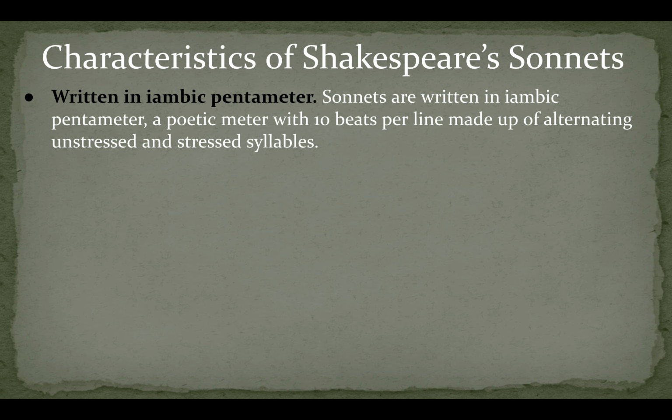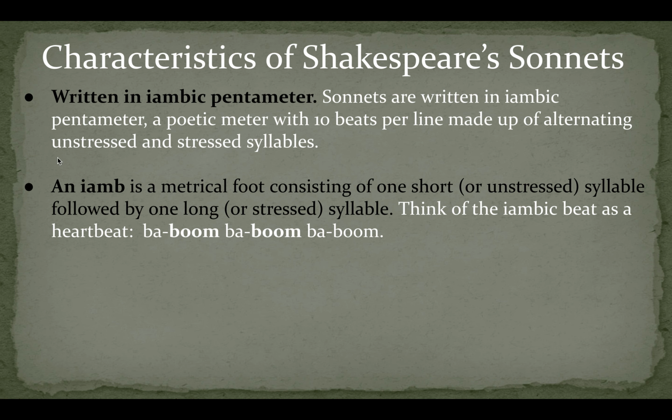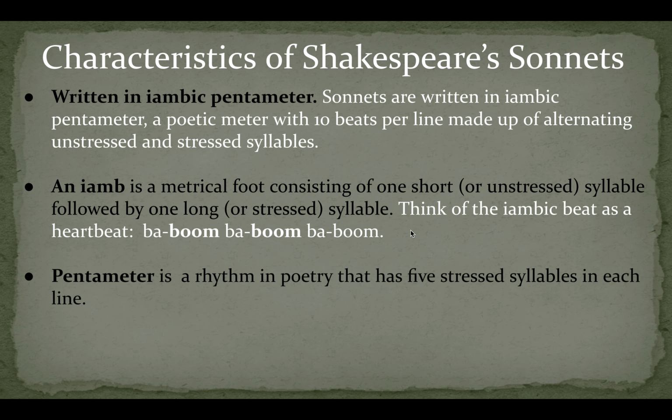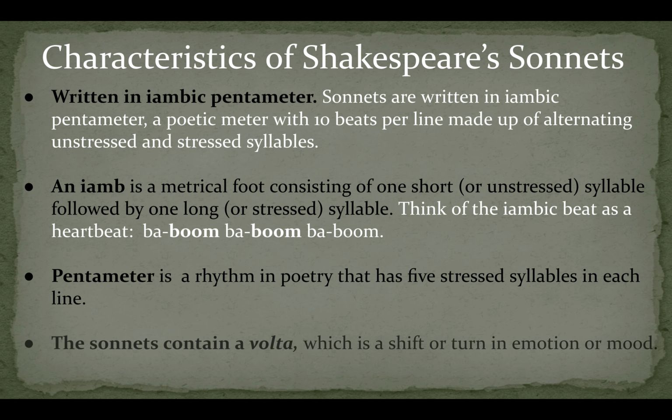You remember this, the beating of the heart, where that first syllable is unstressed and the second syllable is stressed. You recall that an iamb is a metrical foot consisting of one short or unstressed syllable followed by one long or stressed syllable. And once again, like the beating of a heart, ba-boom, ba-boom, ba-boom. And you probably recall that pentameter is a rhythm in poetry that has 5 stressed syllables in each line. It also has 5 unstressed syllables, if you were paying attention.